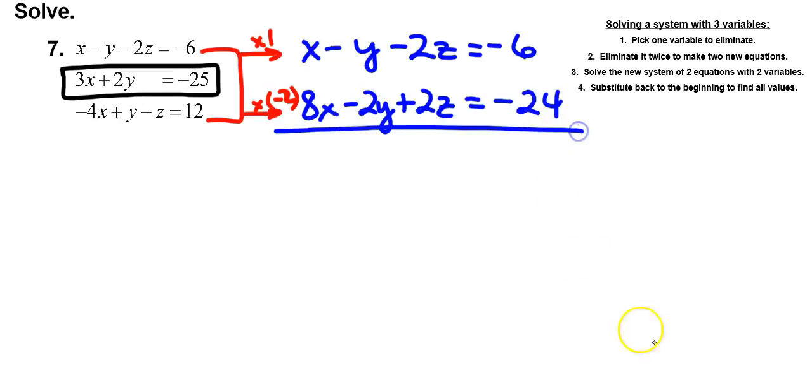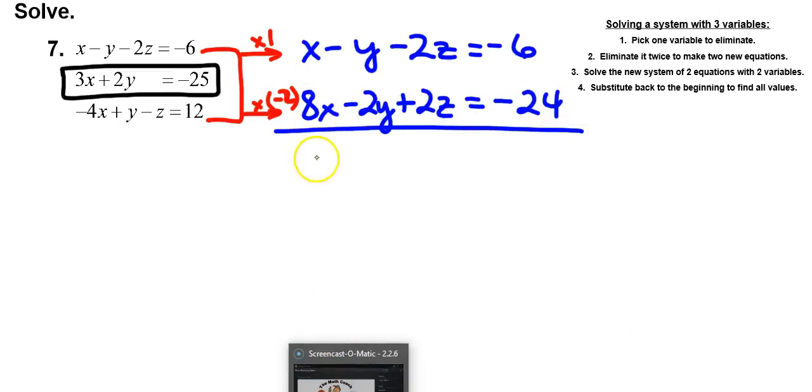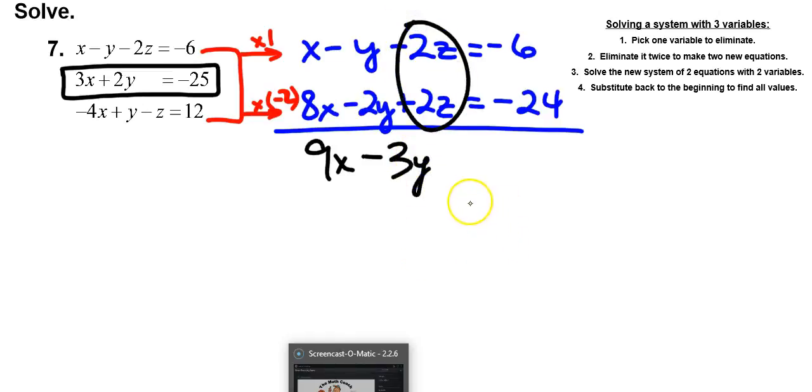So we go to combine all of these, and we get a second equation. That's going to be 9x. The y's make negative 3y, or minus 3y. The z's will, of course, cancel out. And we get negative 30 right here.